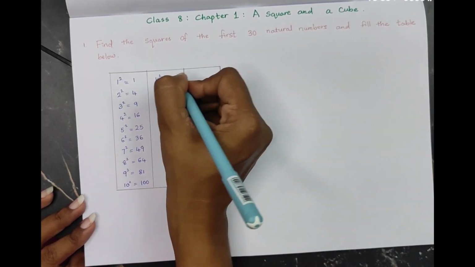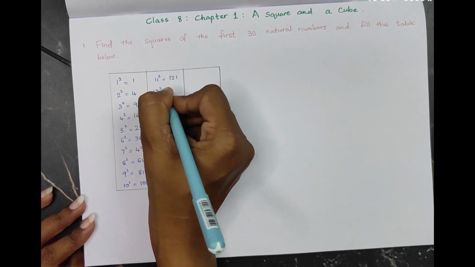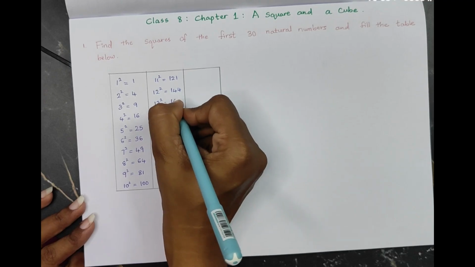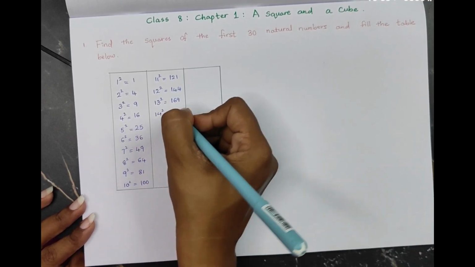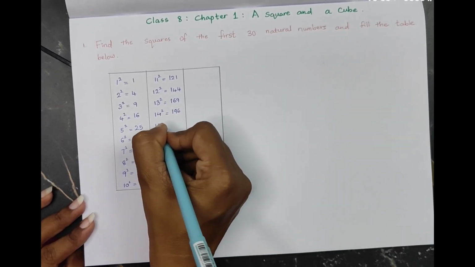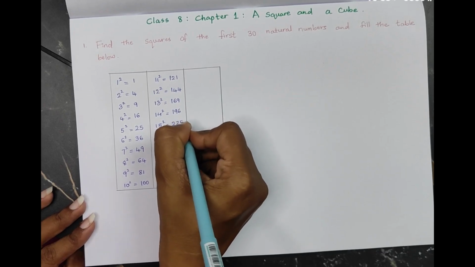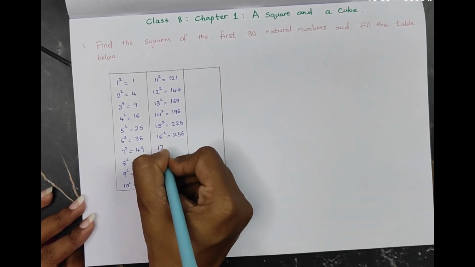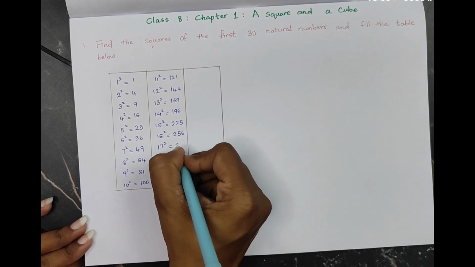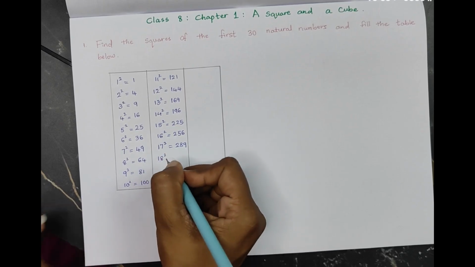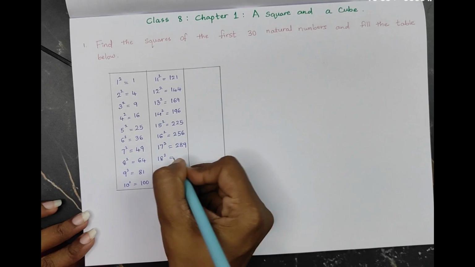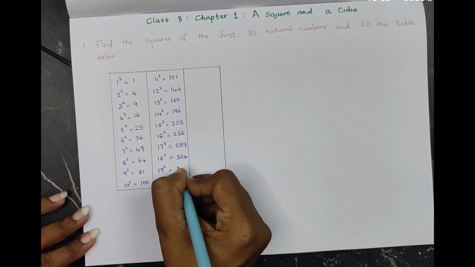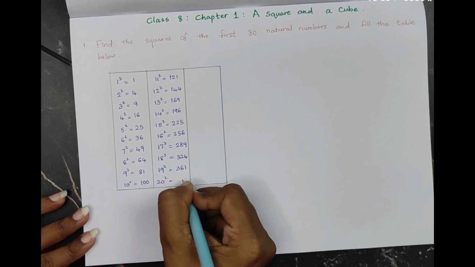So next, 11 square, 121, 12 square, 144, 13 square, 169, 14 square, 196, 15 square, 225, 16 square, 256, 17 square, 289, 18 square will be 324, 19 square, 361, 20 square, 400.